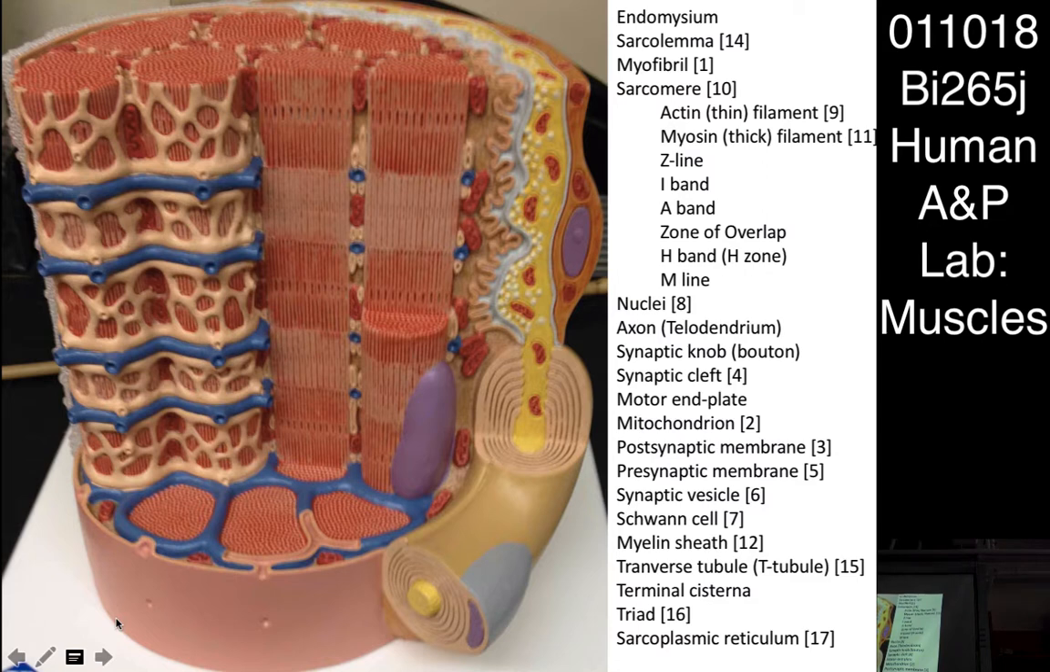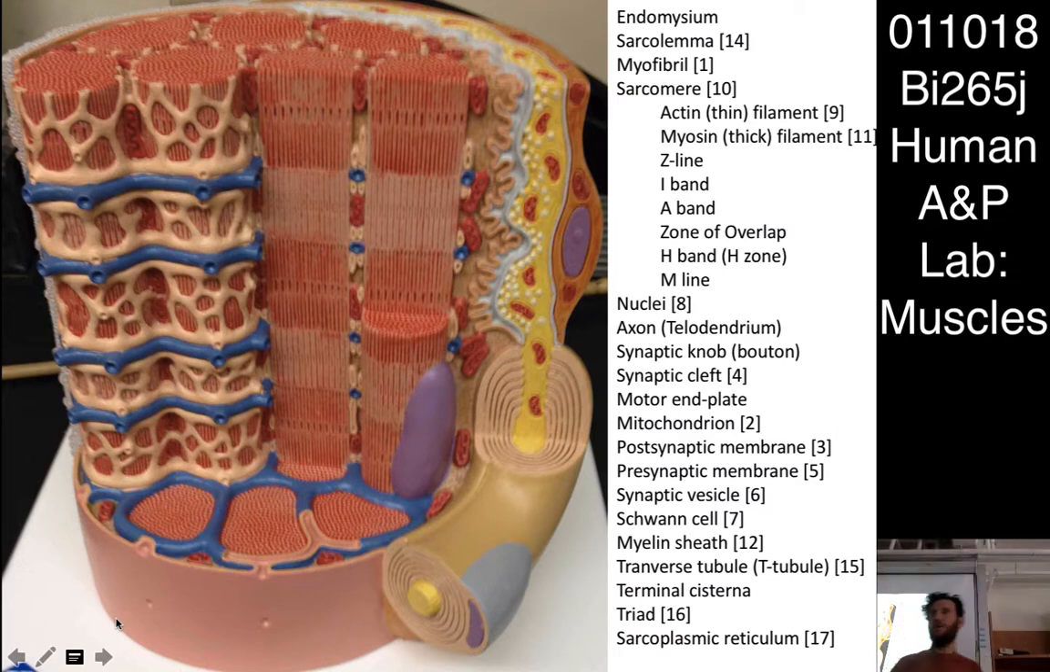And the inside of a transverse tubule, that membrane, is contiguous with the sarcolemma, with the outside of the membrane. So if you were a teeny tiny little traveler, you could walk across the membrane into one of these tubes and be in this tubular network inside the muscle fiber.